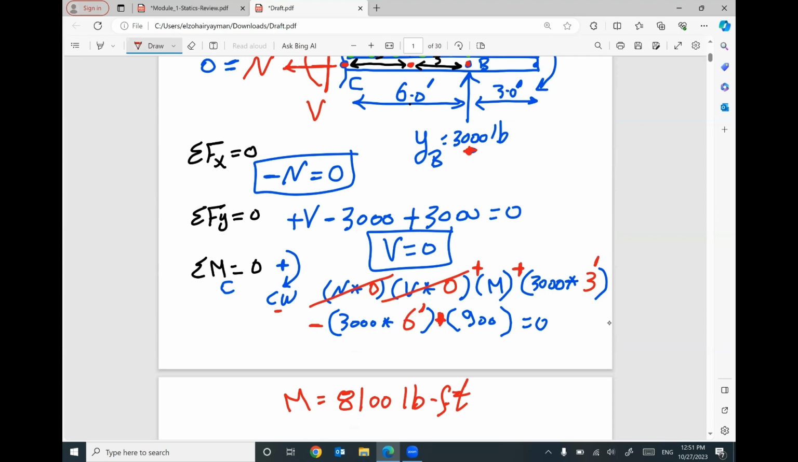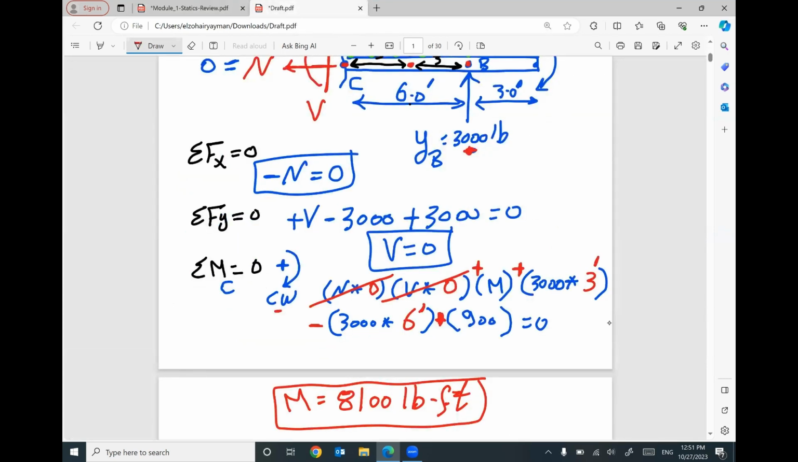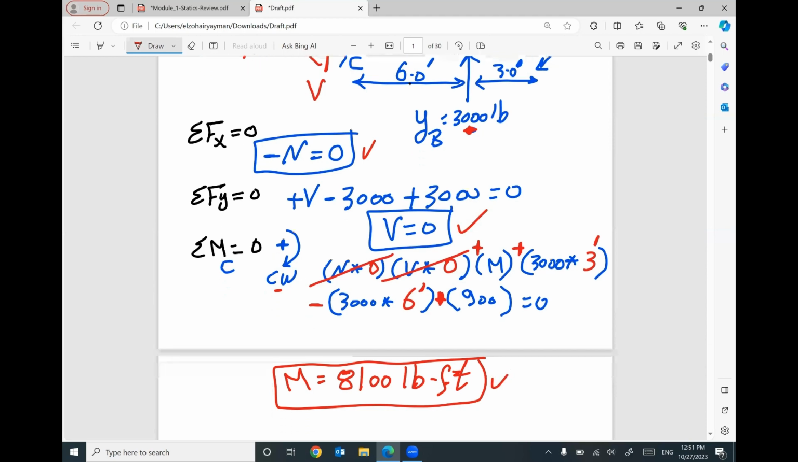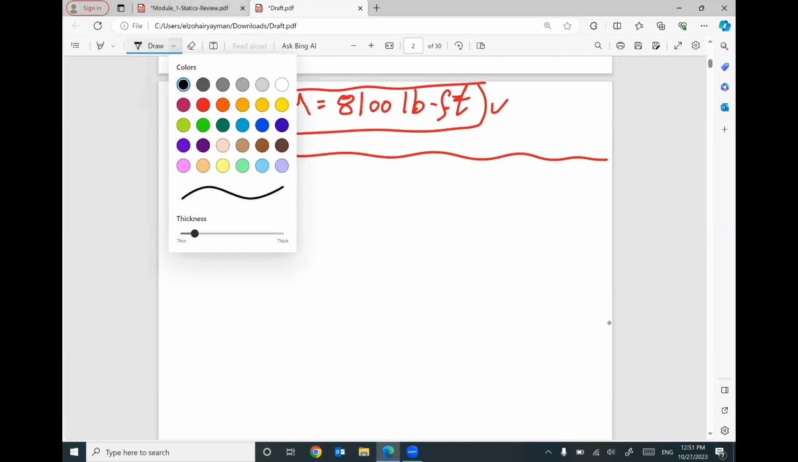Yes, 8,100. So by the end of this problem, I can say at this point C, inside this beam, we have 3 internal forces. Axial force equals 0, shear force equals 0, your bending moment equals 8,100 pound-foot. That makes sense? Let me do another example.